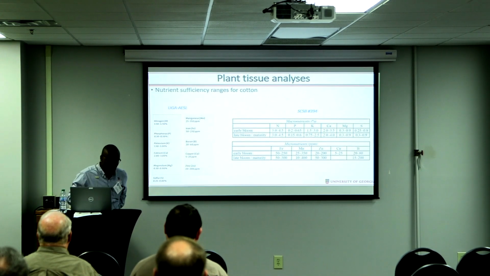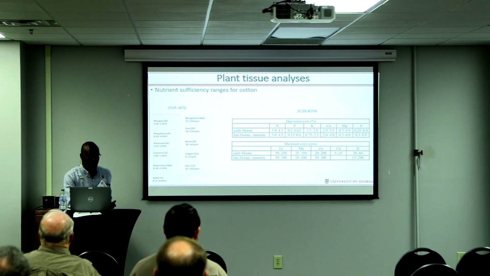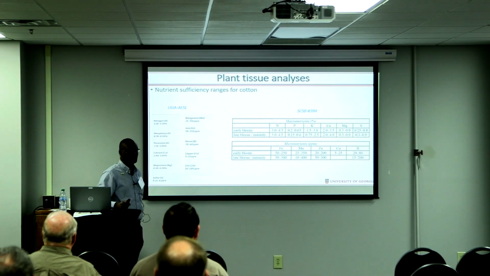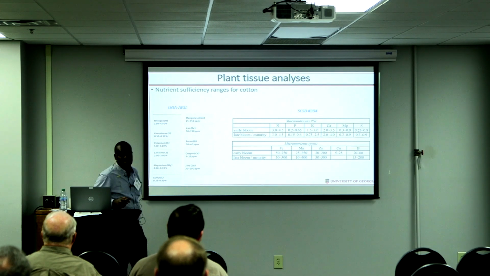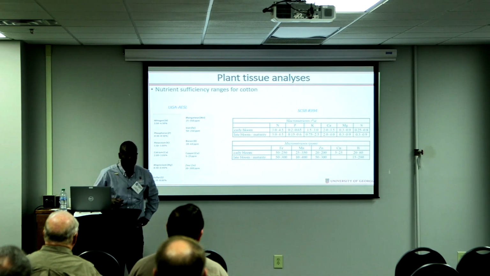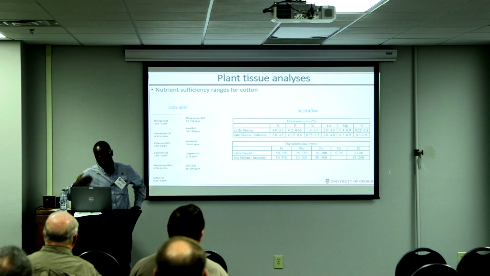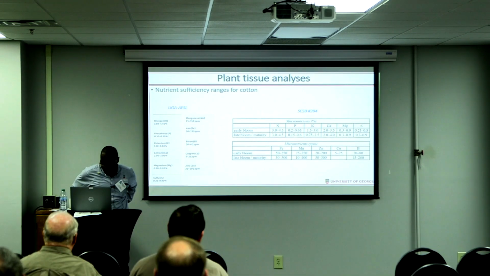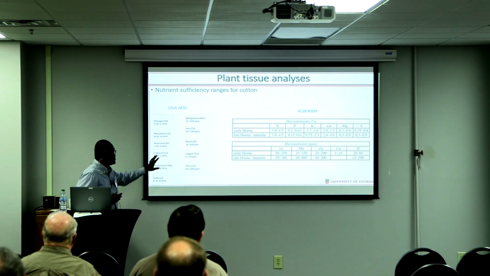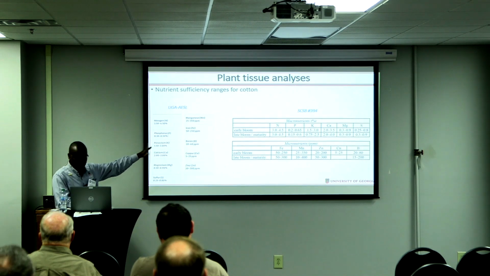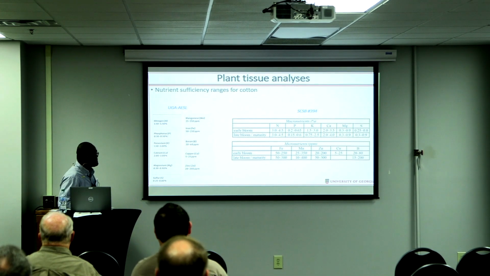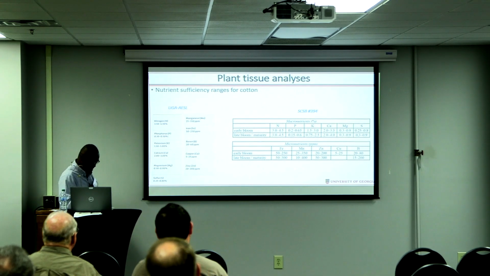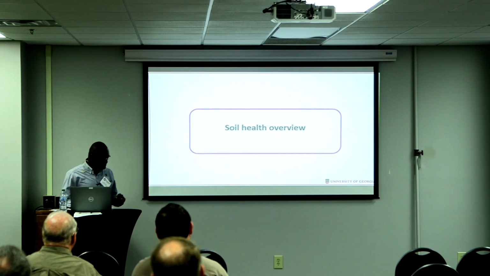Tissue testing is also one of the ways to troubleshoot nutrient problems, and I just pulled out some sufficiency ranges for tissue test analysis. We no longer do the PTO test, and again, I wouldn't want to go there, but for tissue, just so you know, these are sufficiency ranges. You can find them on our website. I've also done quite a number of work in this area, but time will not allow me.